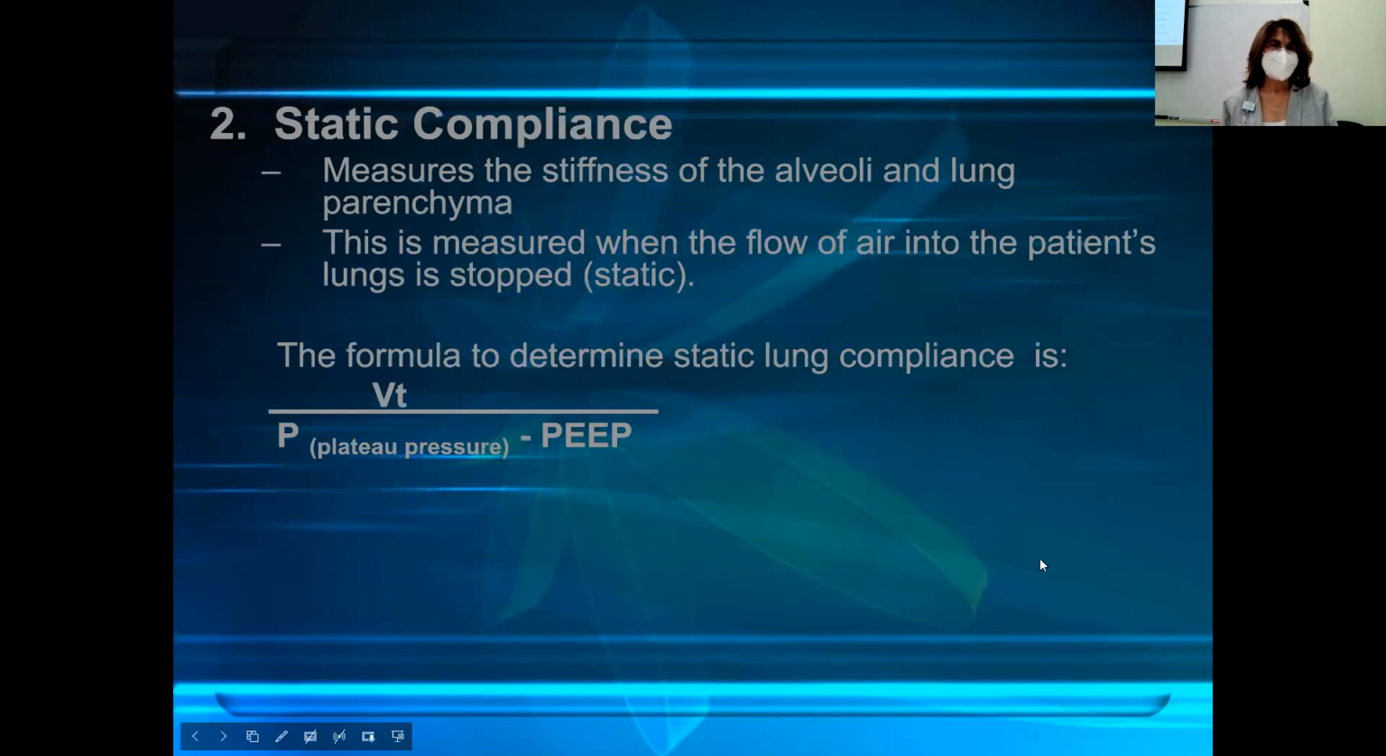Okay. The second type of compliance is probably the most applicable to patients on the ventilator. It's only looking at the stiffness of the alveoli and lung parenchyma. That's it. It's not looking at anything having to do with the airways or airway resistance. It's only a measurement of the stiffness of the alveoli. So how are we supposed to get this measurement? What we do is an inspiratory hold on the ventilator.